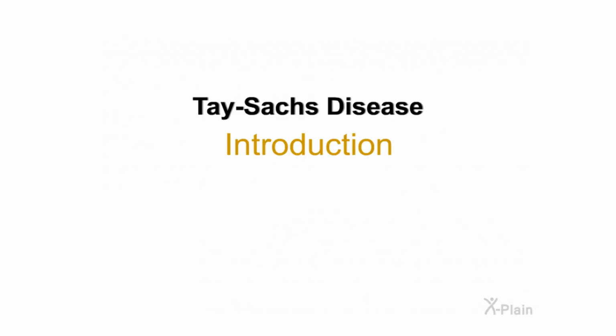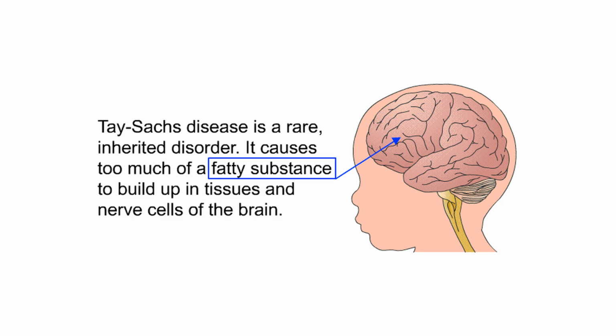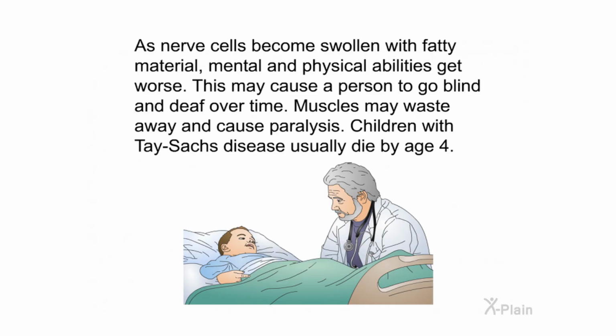Tay-Sachs Disease. Introduction. Tay-Sachs disease is a rare inherited disorder. It causes too much of a fatty substance to build up in tissues and nerve cells of the brain. As nerve cells become swollen with fatty material, mental and physical abilities get worse. This may cause a person to go blind and deaf over time. Muscles may waste away and cause paralysis. Children with Tay-Sachs disease usually die by age 4.